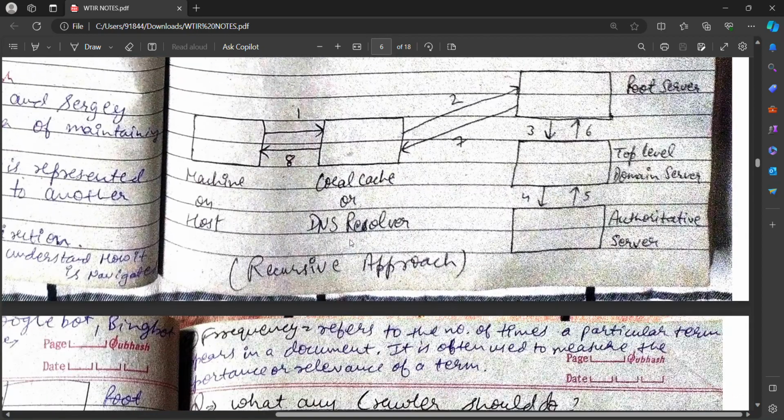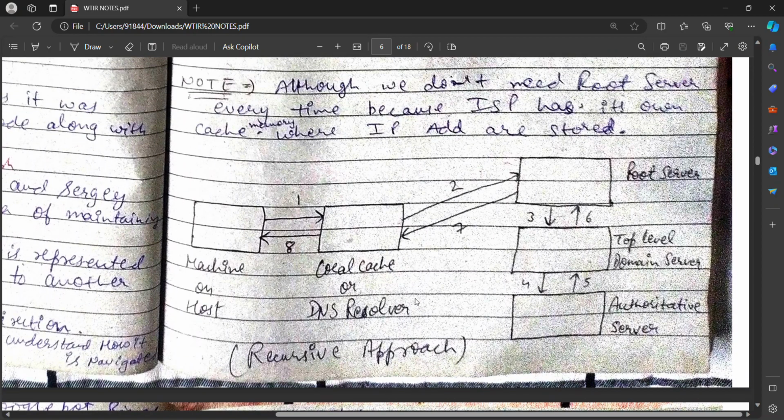Now here comes the recursive approach. In the recursive approach, this is the diagram. This is a simple diagram. This is the machine or host. This is basically a local cache, or you can say DNS resolver. This is the root server. This is the top level domain server. This is the authoritative server. This is the internal working that you need not understand, because it comes into deep understanding if we are diving deep into this.